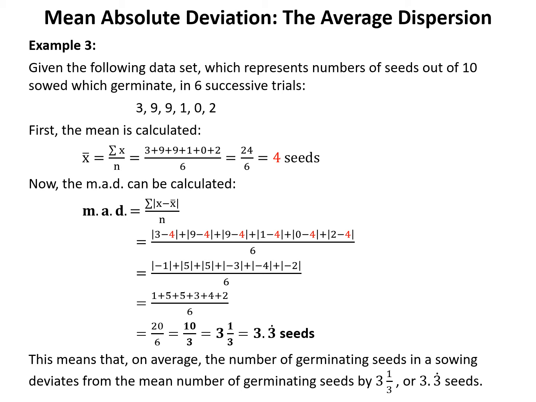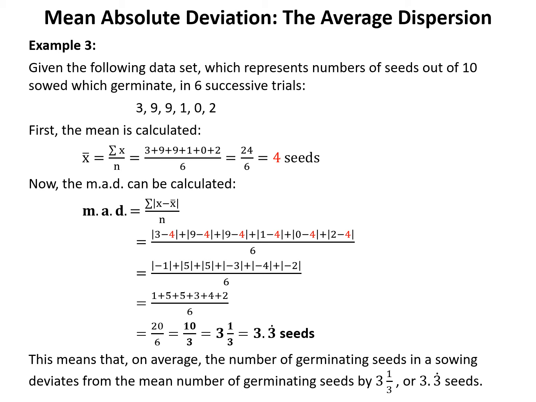So the first step is to calculate the mean. So we add up all of the values, and there's 6 of them. So we add the numbers up, which is 24, and we divide by 6. So we get a mean of 4 seeds. And now we can calculate the MAD.